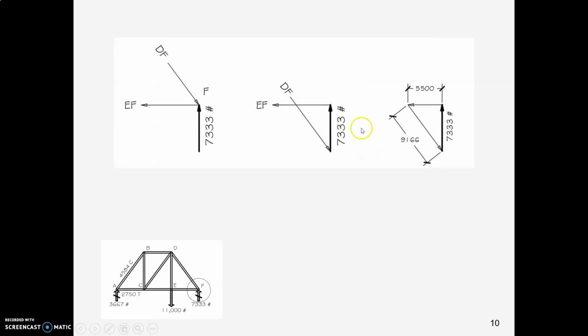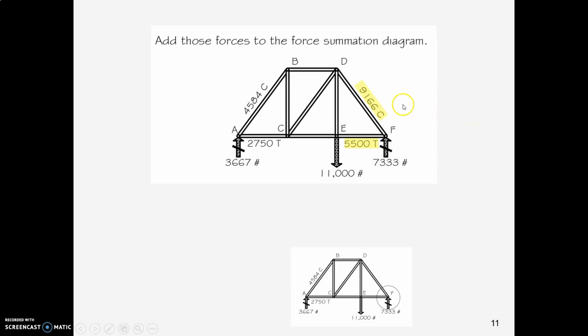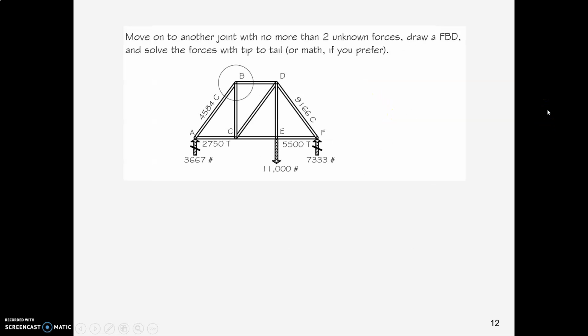And let me back up. And notice EF was in tension, DF was in compression. So when I write those numbers on there, for EF I write 5500 T for tension, and for the slopey one, 9166 C for compression. All right, next step, move on to another joint with no more than two unknowns.